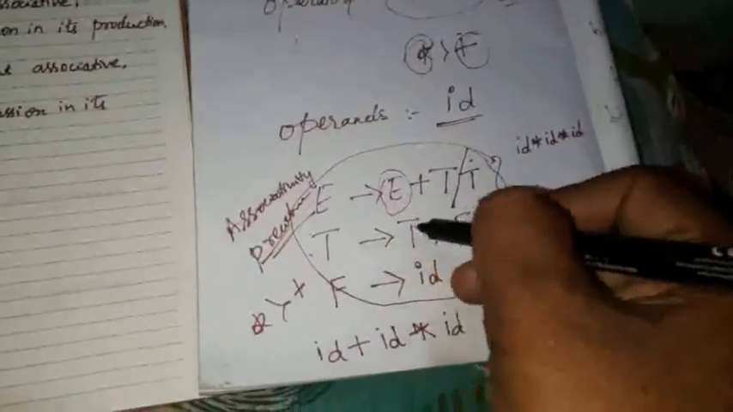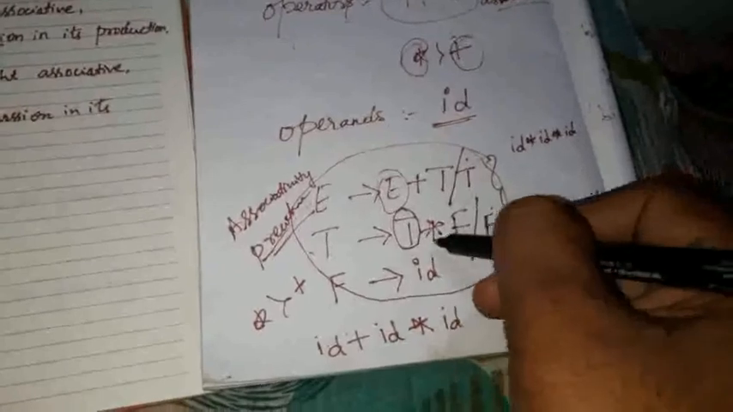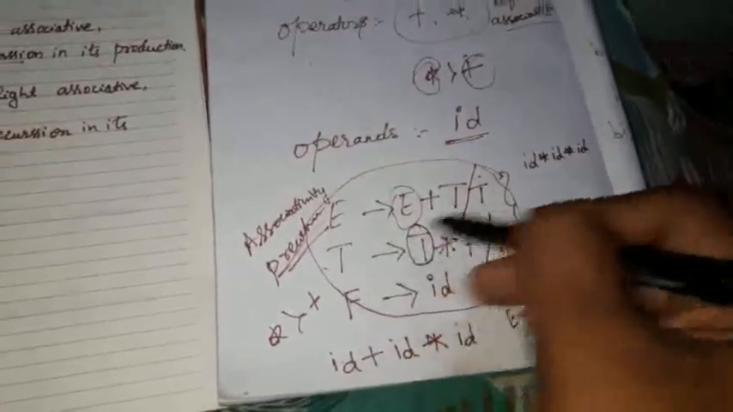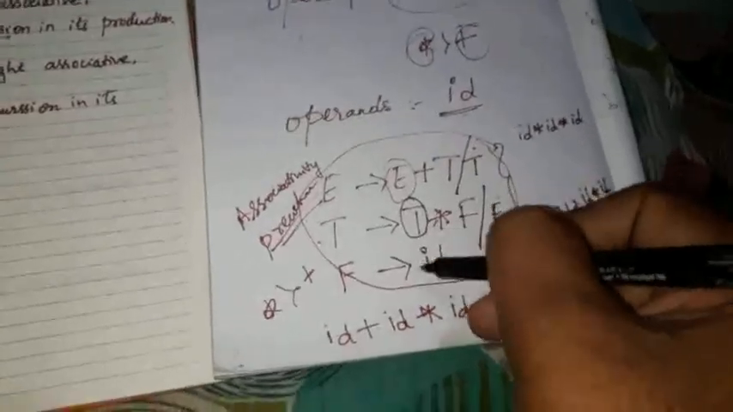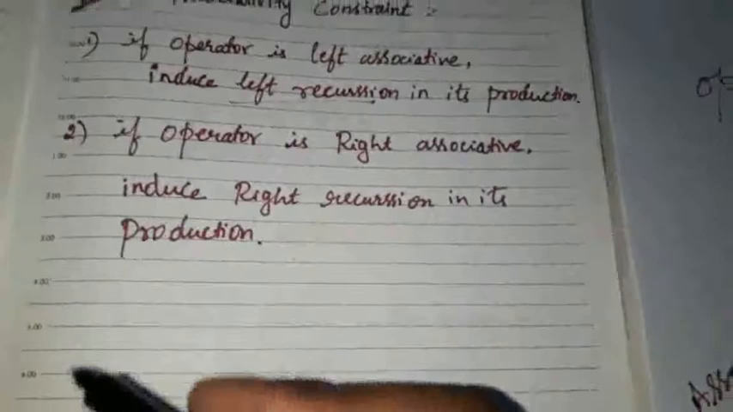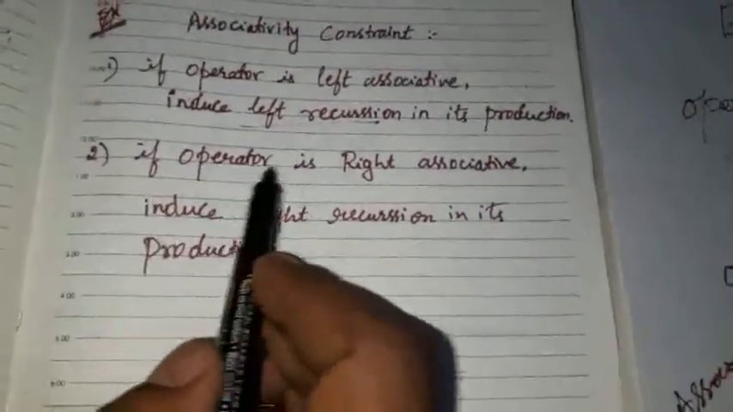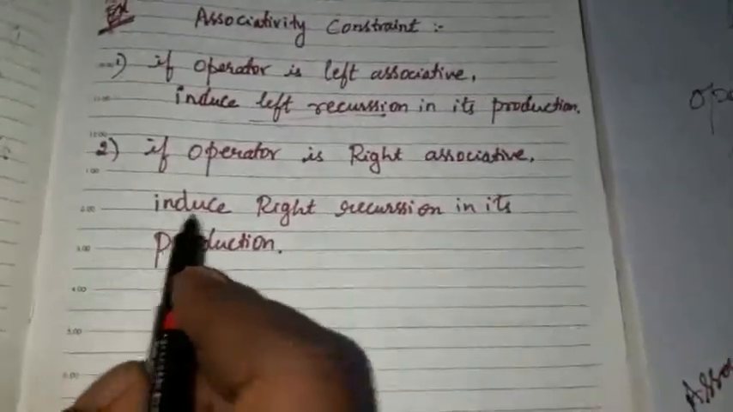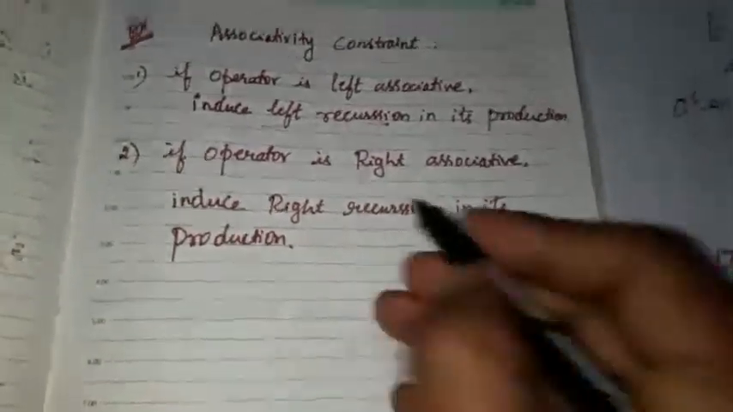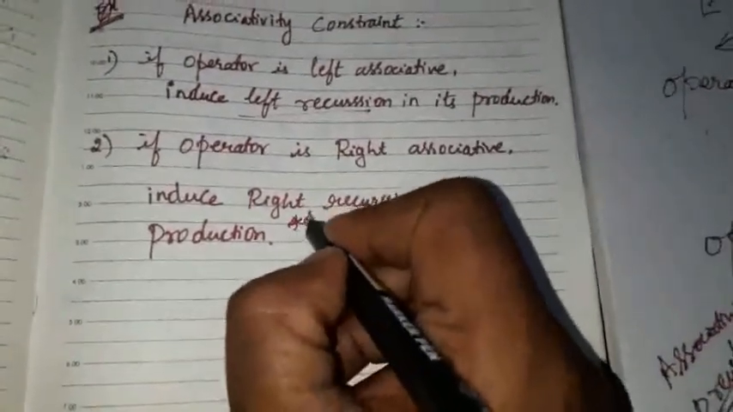Similarly, for star, I have taken left recursion. In this line, only the left side can grow, because you know only the value of T here. You don't know the value of F that is there in the next statement. The next rule says, if the operator is right associative, induce right recursion in its production. We'll discuss this second line now.